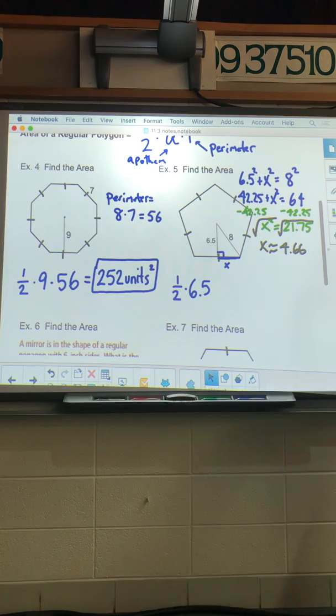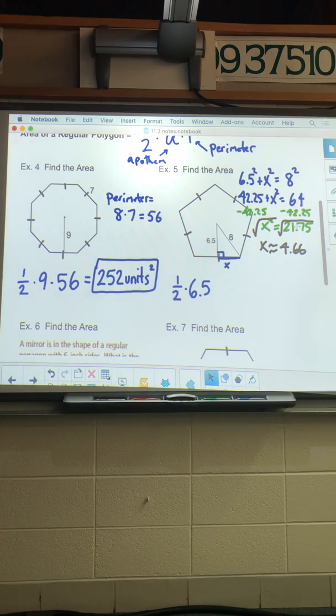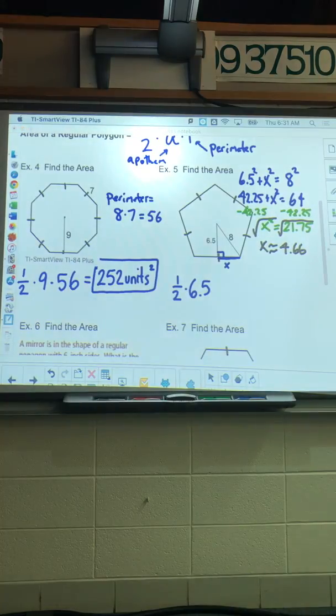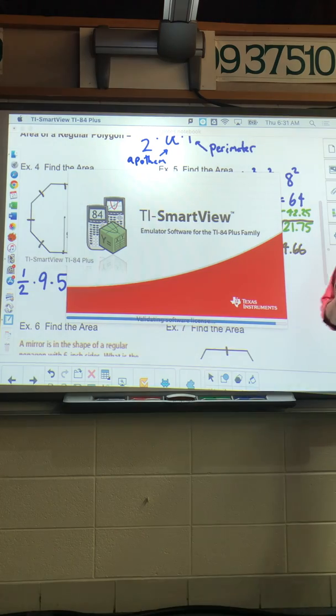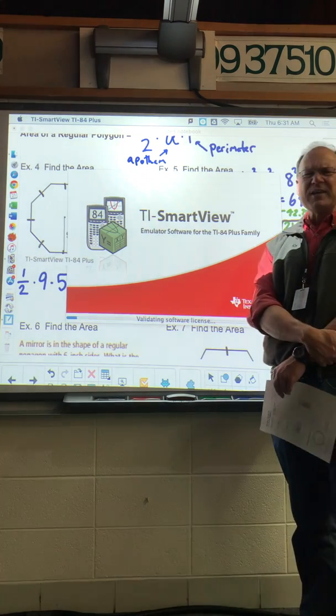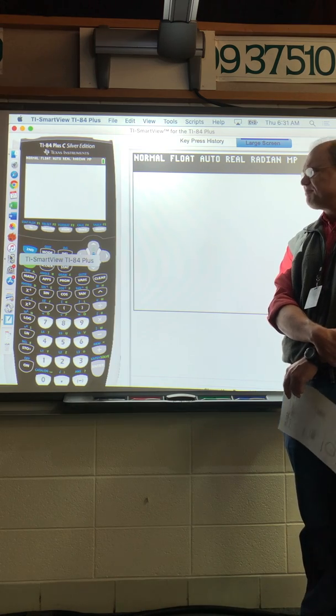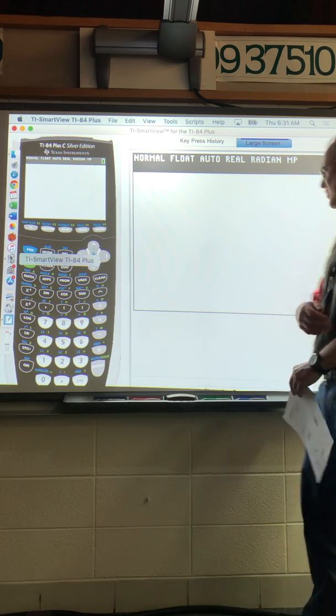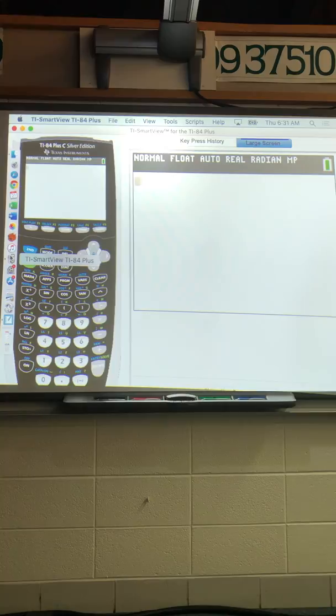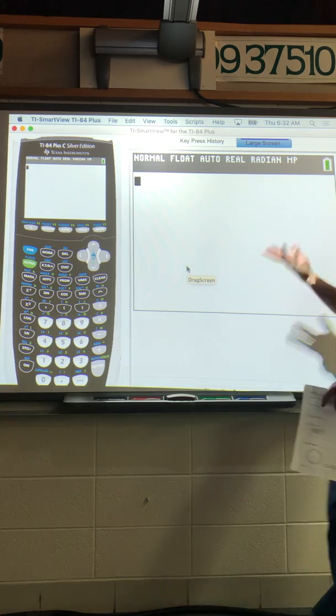Don't go away. I'm not going away, I'm just opening my calculator here. Okay, so let's try not to round in the middle of a problem, because then your final answer is going to be off if you do round in the middle of the problem. So I'll show you on the calculator how we can avoid rounding.